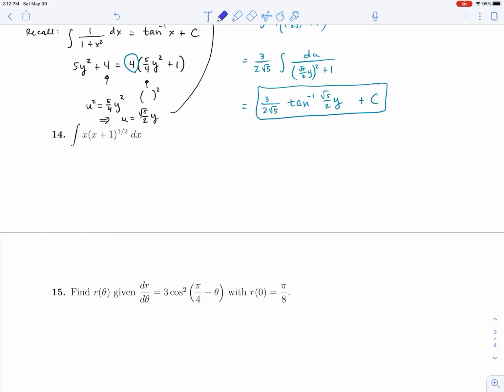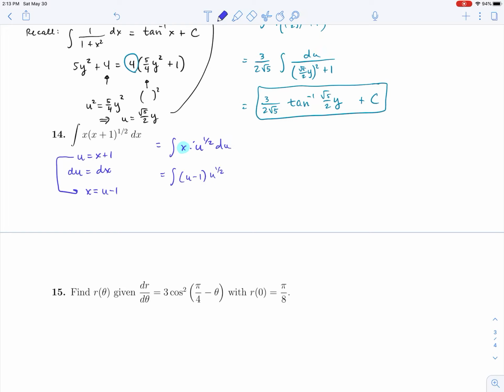out of it. But what you can do is let u be x plus 1, and then du is dx. And then the problem with that is then we're going to have the integral of x times u to the 1/2 du. The problem is that we haven't converted completely to u. So here's the thing: since u is just x plus 1, we can solve this for x. X is u minus 1.